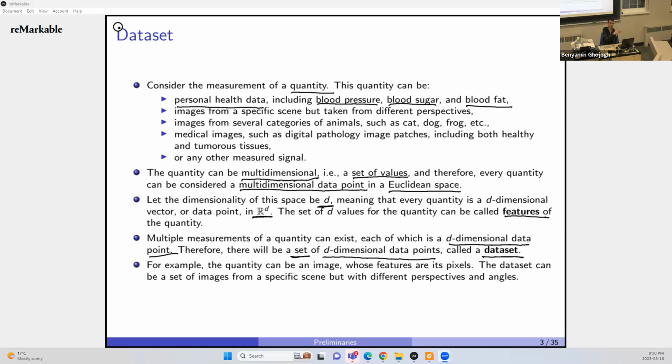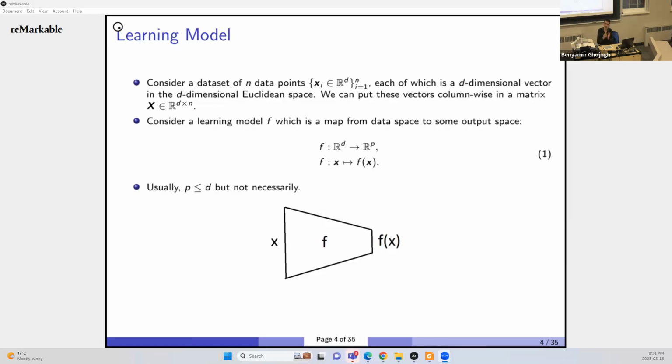Okay. So we have a set of vectors, and we call it data set because it's a set of data. For example, the quantity can be an image whose features are its pixels, right? So we can see every data point as an image whose features are its pixels. Data set can be a set of images from a specific scene, but with different perspectives. Now, so this is data set. And you usually work with data set in machine learning.